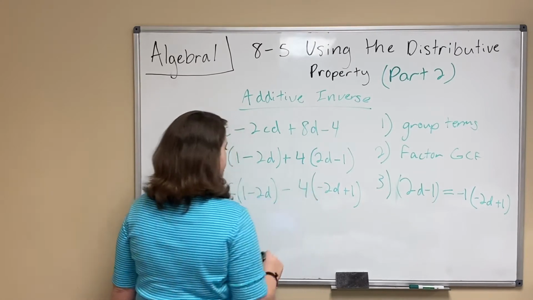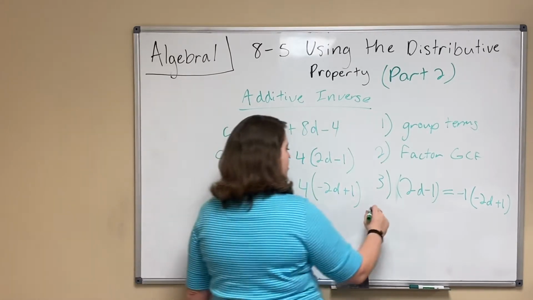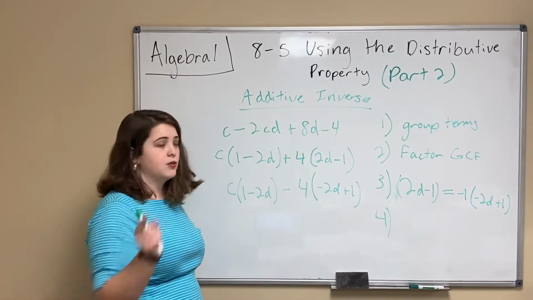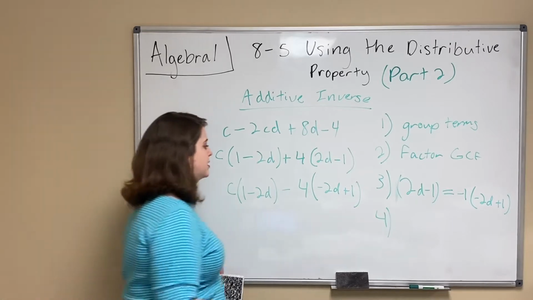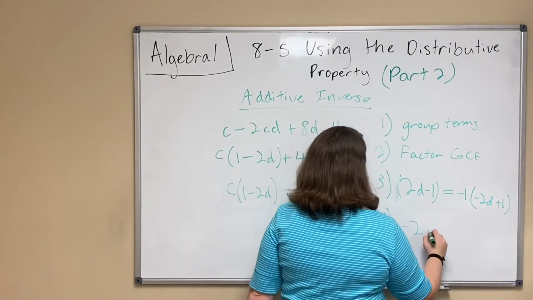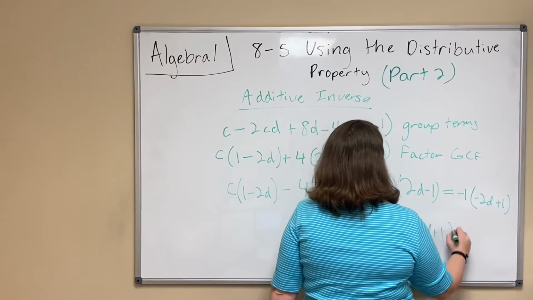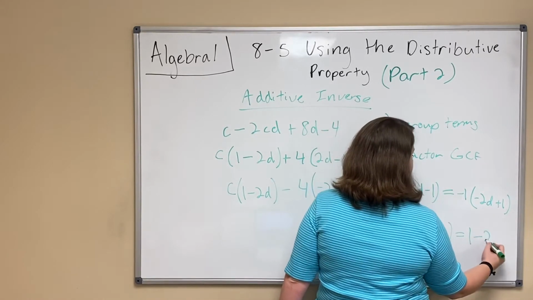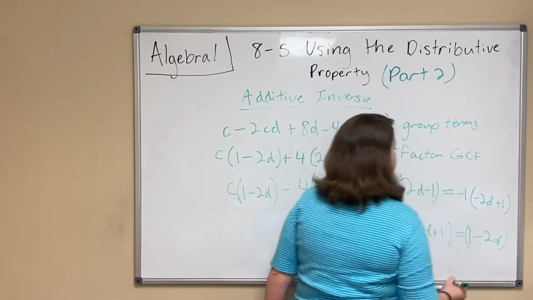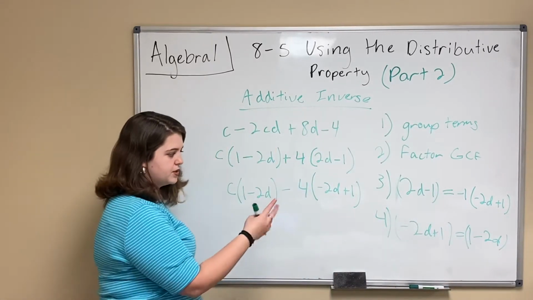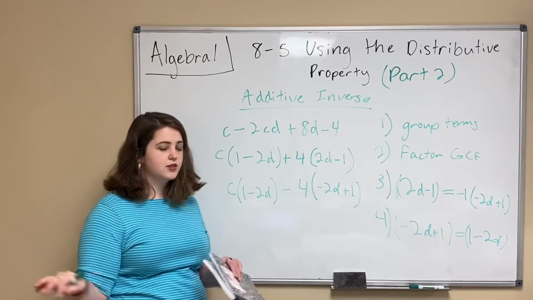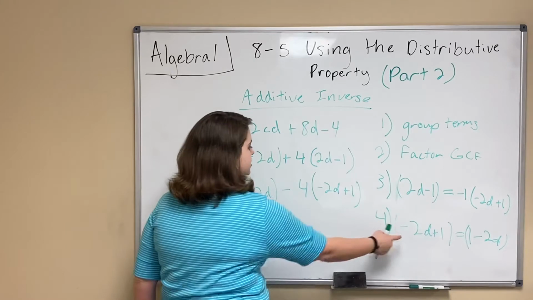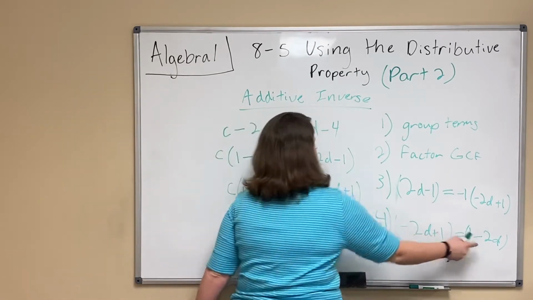Minus 4 times this. But I know, based on my additive inverse property that we learned way back in chapter 1, that negative 2d plus 1 is the same as saying positive 1 minus 2d. All I did was switch them because they're just being added together, so it doesn't matter what order we add them in. So now I'm going to replace this in our equation with this one.